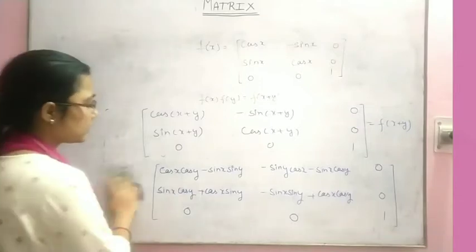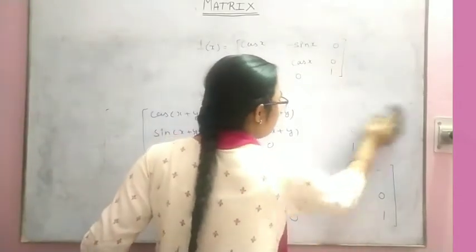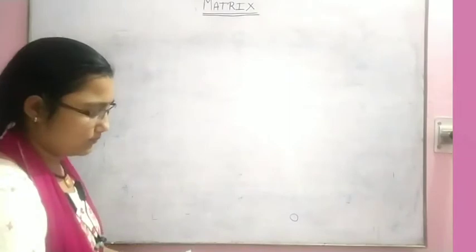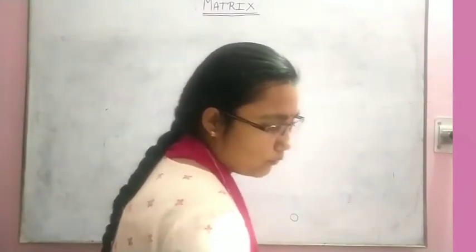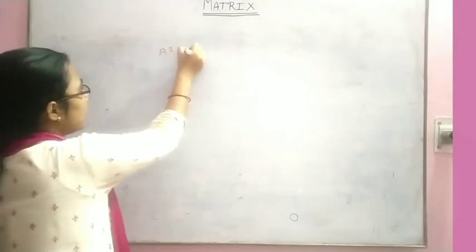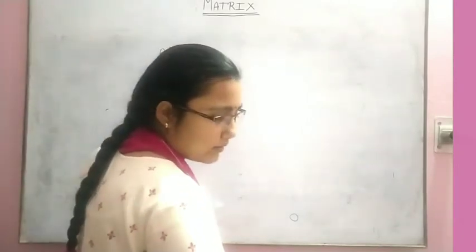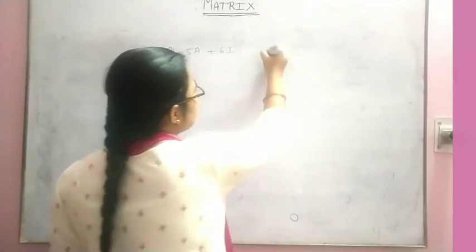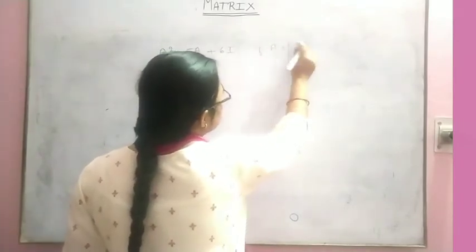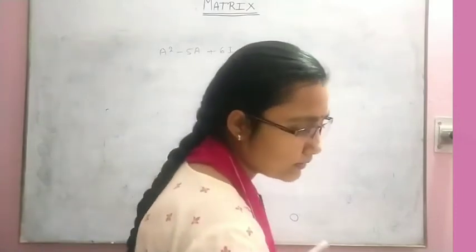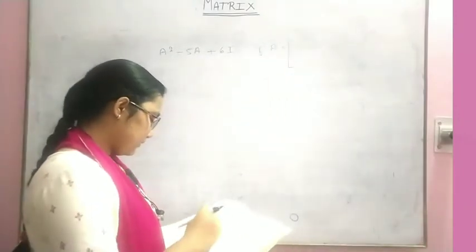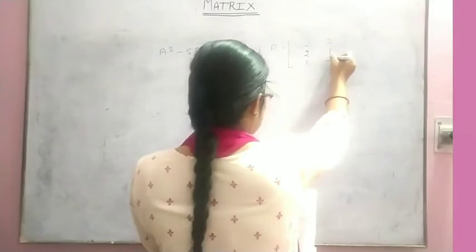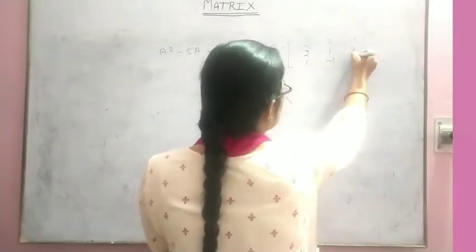Now come to the next question. Question number 15. Question number 15 is: find A squared minus 5A plus 6I if A equals the matrix 2, 2, 1; 0, 1, minus 1; 1, 3, 0.